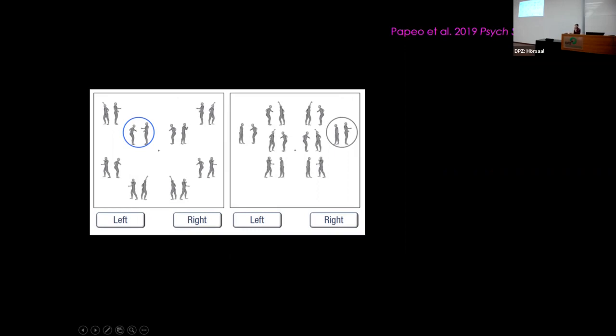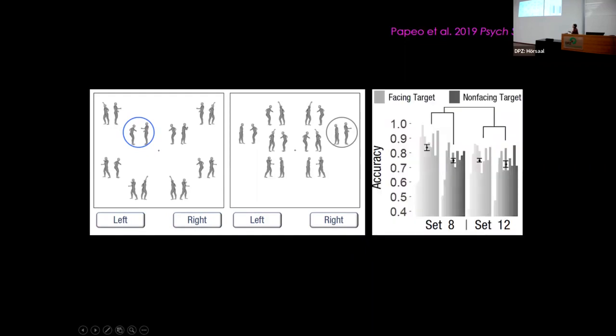The task was very difficult because we flashed the stimuli very rapidly, for a few milliseconds, and the subject had to report where the target was, right or left. And despite the difficulty of the task, we found a reliable advantage in detecting the facing dyad among the non-facing dyads than in the opposite condition.